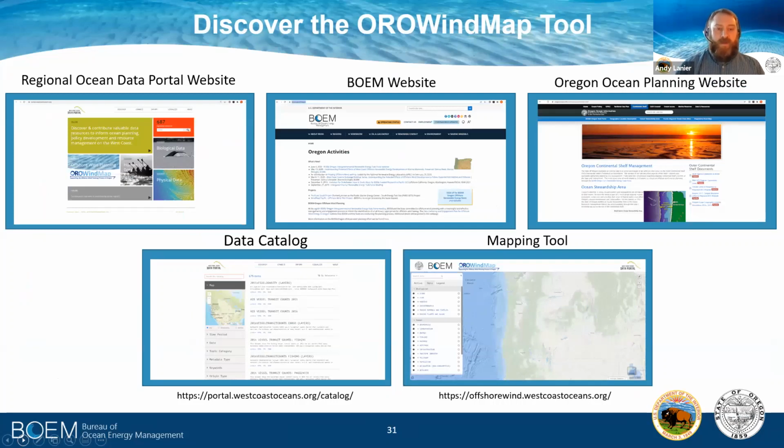We now have a data catalog and a mapping tool. And this slide really just demonstrates the established pathways to find it. You can go straight to the Regional Ocean Data Portal website to get there. There's a link directly from there, a link directly from the BOEM Oregon Activities webpage, as well as from the Oregon Ocean Information Planning website.